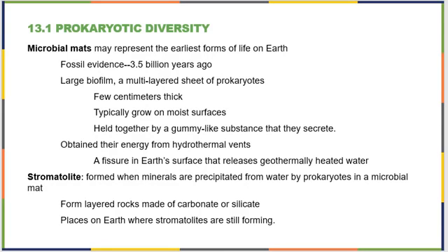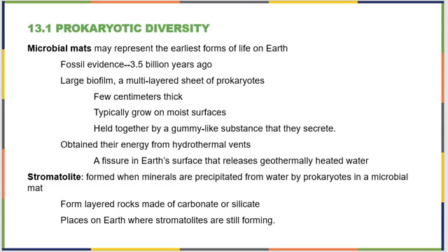Microbial mats may represent some of the earliest life forms on Earth. We have fossil evidence for them existing about 3.5 billion years ago. They formed a large biofilm. It was a few centimeters thick, multi-layered sheet of prokaryotes that typically grew on moist surfaces. They held themselves together with a gummy-like substance that they all secreted en masse. They obtained their energy, we think, from hydrothermal vents, which are just fissures in the Earth's surface that release geothermally heated water, so water that was heated thanks to magma under the Earth's crust.